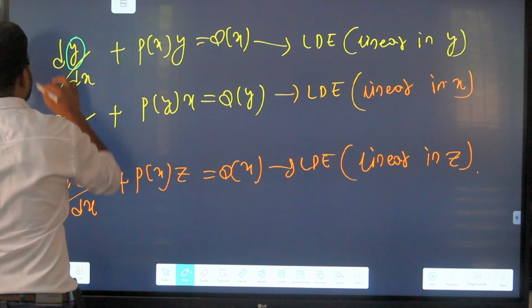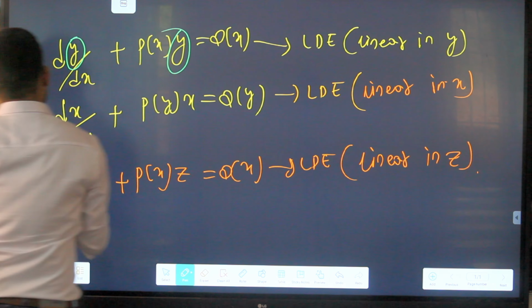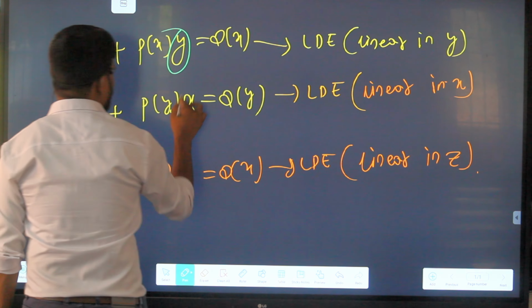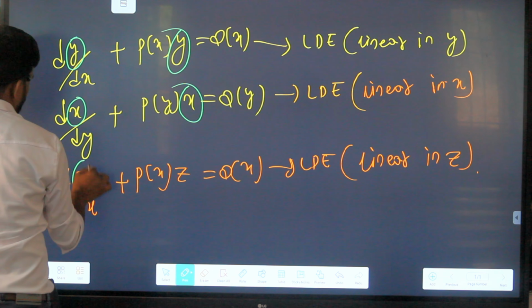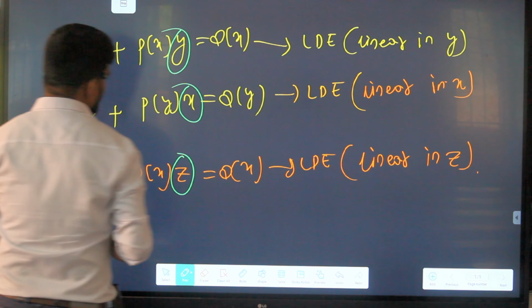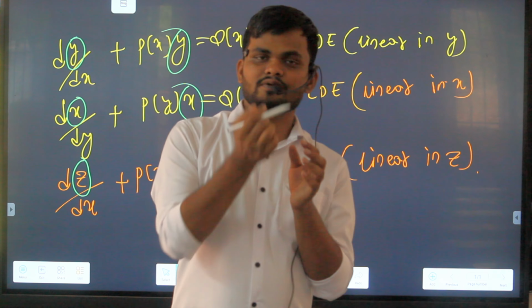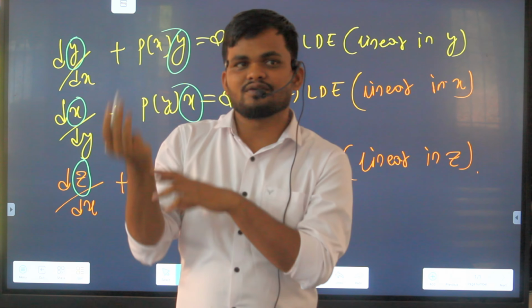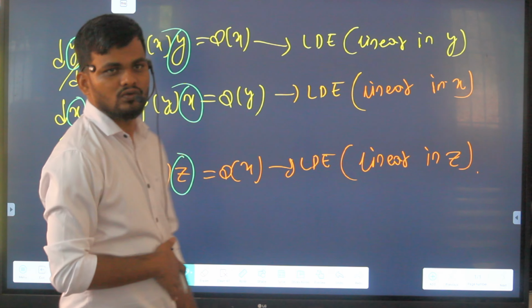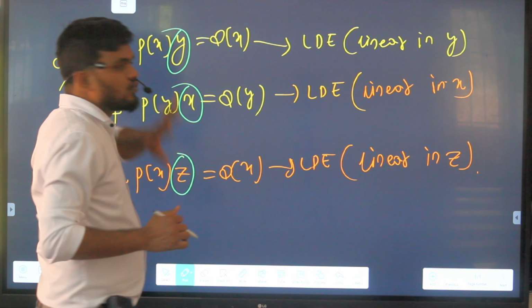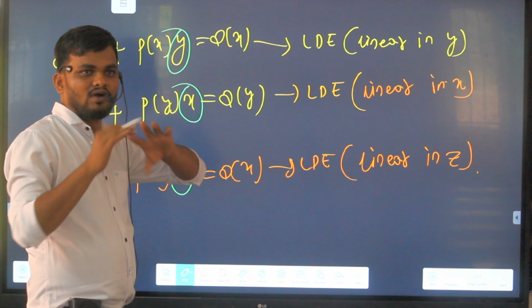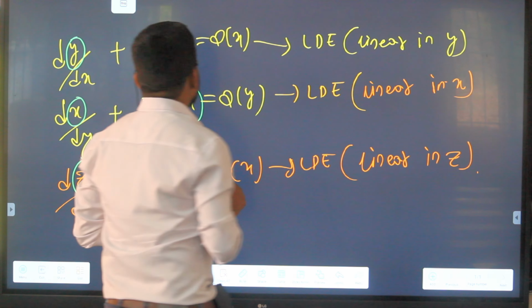So the observation is: dependent variable is y, linear in y. Dependent variable is x, linear in x. Dependent variable is z, linear in z. If a differential equation is of that form, a derivative of a variable and linear in that variable, what do we need to do? There is a way to solve this type of differential equation. What is that method? I will explain.